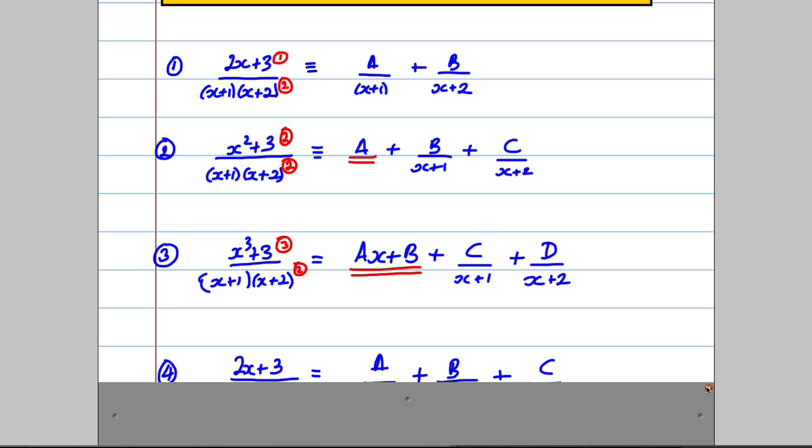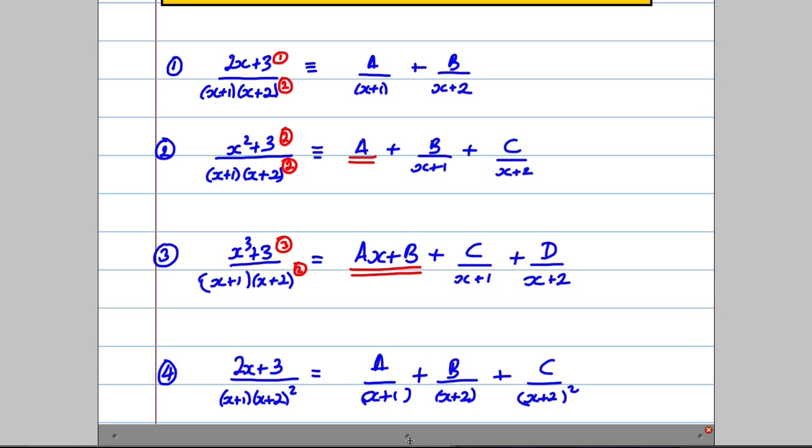The next type of one I could get: say I've got a linear over a cubic, so that's order 1, order 3, okay? But two of the factors are repeated. I end up getting a number over the first factor, a number over the second factor, and a number over the second factor all squared.